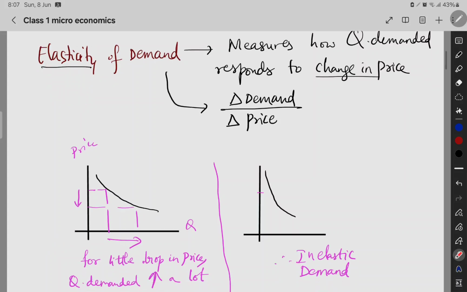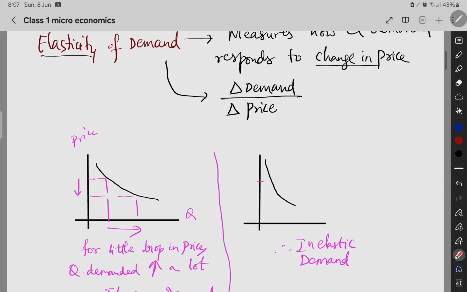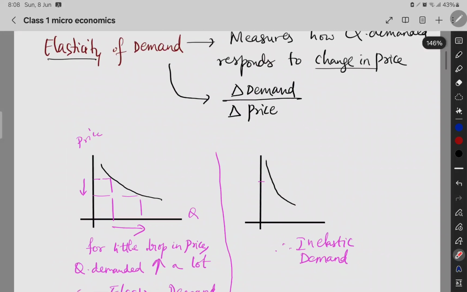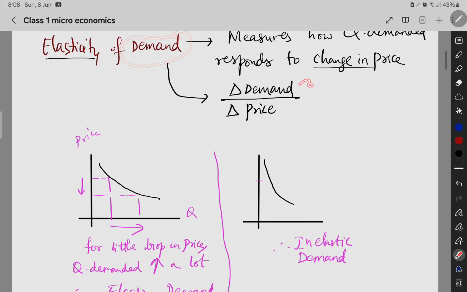We say a curve is elastic or a curve is inelastic. How do we say? For example, you have a rubber band, and you are stretching it on both sides. If it stretches to infinity, then you call it very elastic, right? And if it is not stretching, like a solid rod, then what do you call it? You will call it inelastic. That is the difference. See, when I talk about elasticity of demand, it is how the quantity demanded responds with respect to change in price.